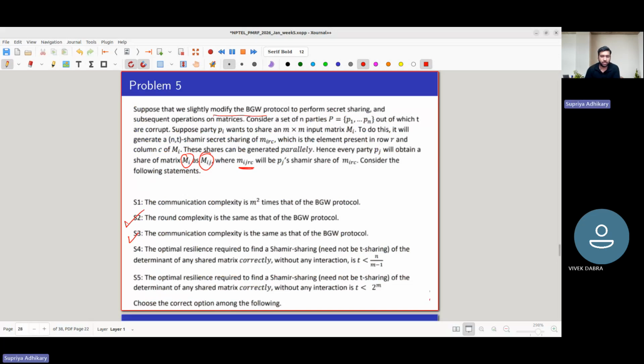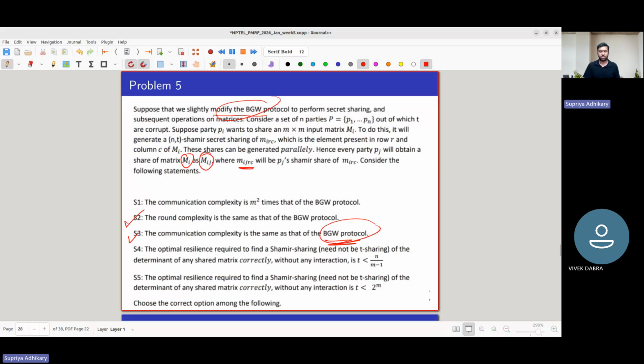Why is it the same? I mean, what does it mean by the standard BGW protocol, or what does it mean by the modified BGW protocol? That difference has to be cleared. I don't know. And the optimal resilience to find the secret.